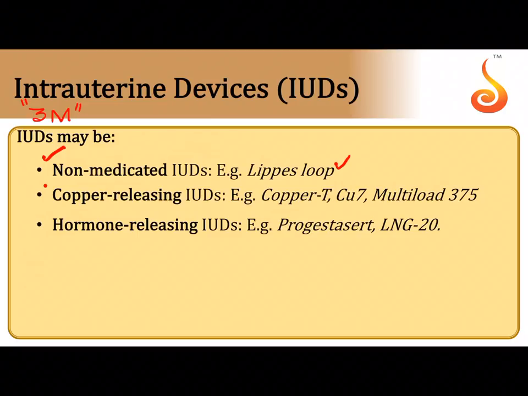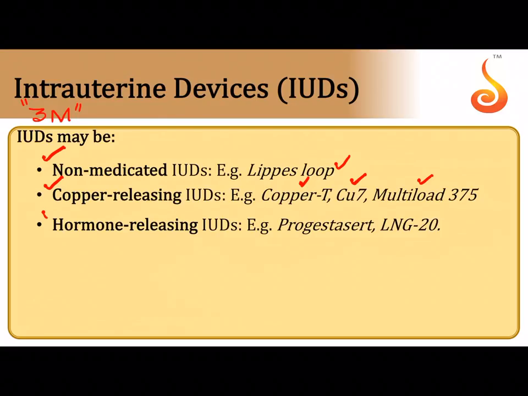Then we have copper releasing IUDs. These IUDs sit inside the uterus and they are basically wound with a copper wire which slowly dissolves and releases copper ions inside the uterus. Since they release copper, they are called copper releasing IUDs. For example, we have Copper T, Copper 7 and Multiload 375.